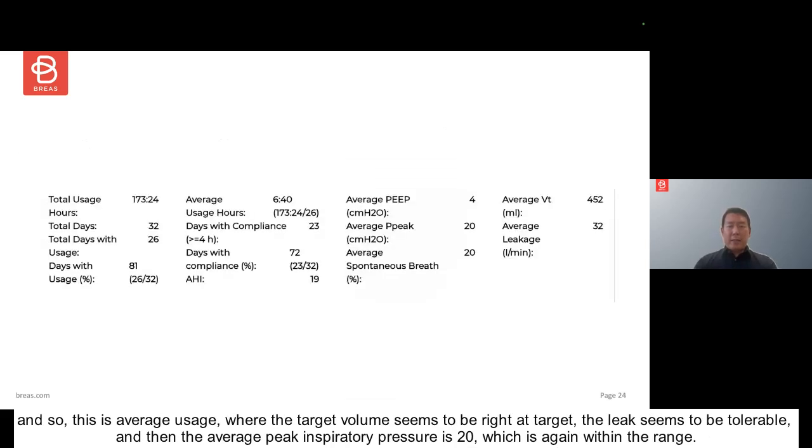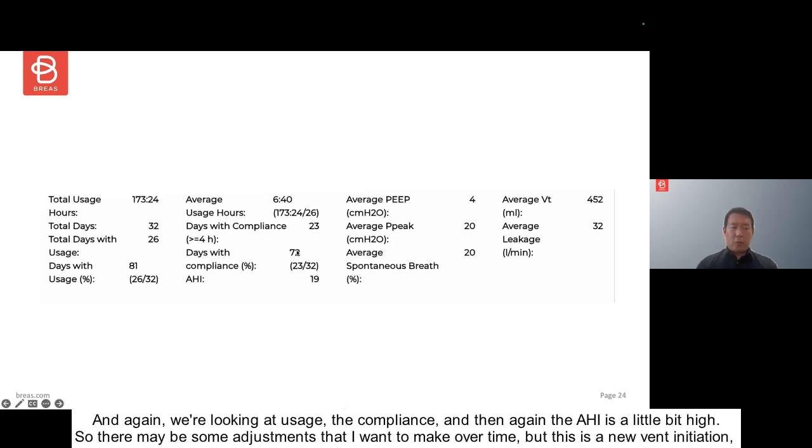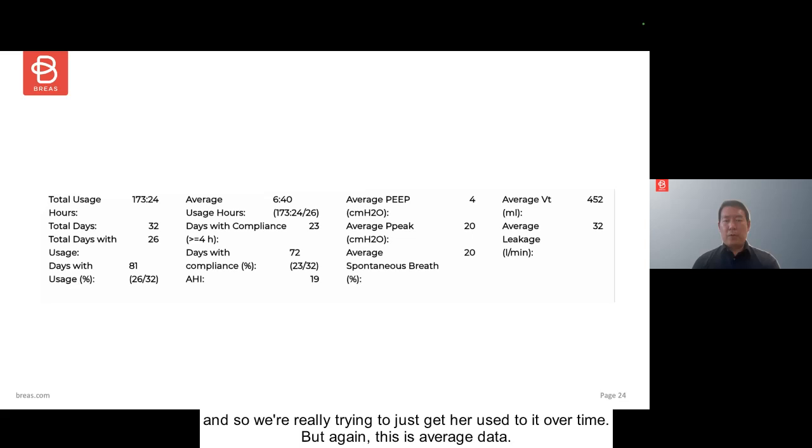And so, again, this is average usage where the target volume seems to be right at target, the leak seems to be tolerable, and then the average peak inspiratory pressure is 20, which is, again, within the range. And again, we're looking at usage, the compliance, and then again, the AHI is a little bit high, so there may be some adjustments that I want to make over time. But this is a new vent initiation, and so we're really trying to just get her used to it over time. But again, this is average data.